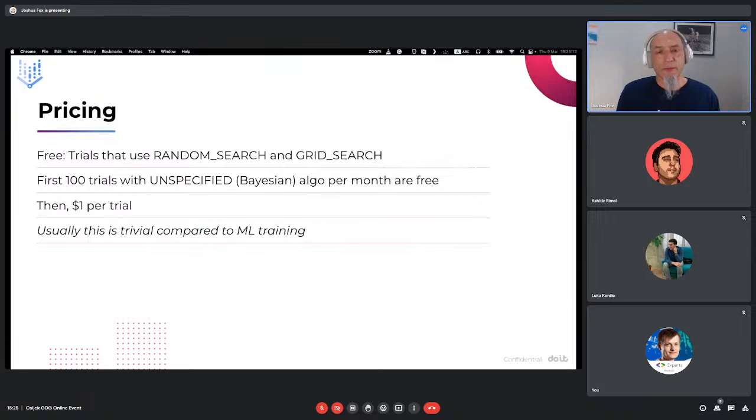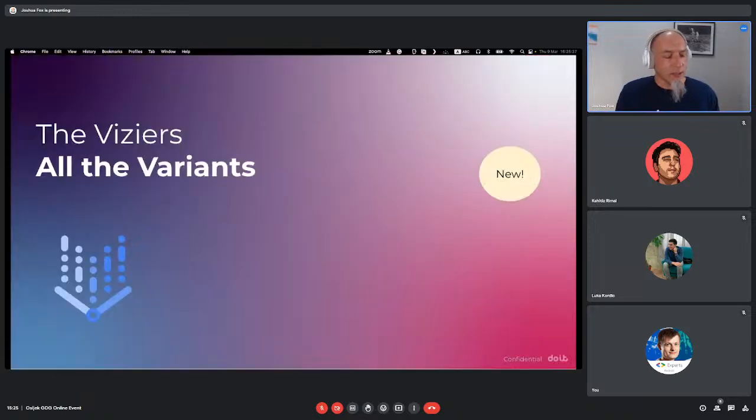Pricing. It is free if you use random search or grid search. However, if you use the default Bayesian algorithm, you only get 100 trials free and then $1 per trial. This is nothing because you're doing machine learning training, which is expensive. $10, $100 per training run. A/B testing is expensive. $1 is nothing because it reduces the number of trials.